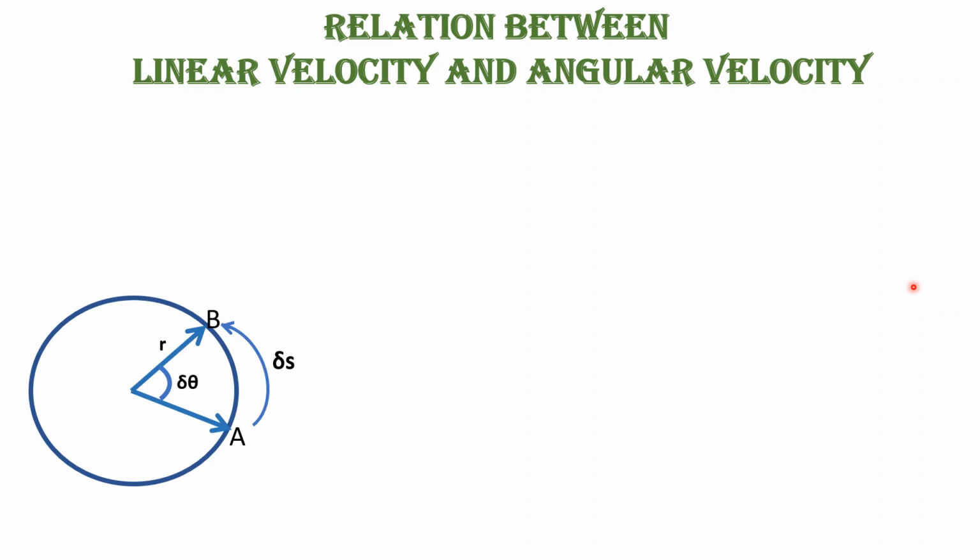Let us learn the relation between linear velocity and angular velocity. Here we will consider the object is performing a circular motion in an anticlockwise direction. Delta theta is an angular displacement. During this angular displacement, the particle covers a linear displacement delta s.